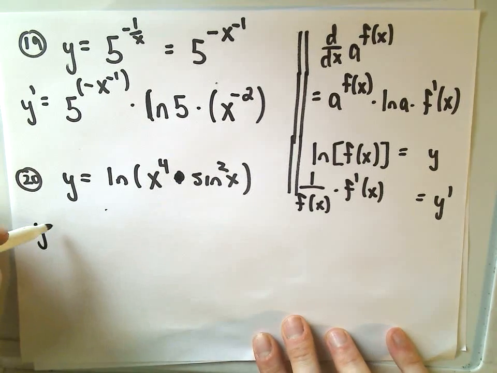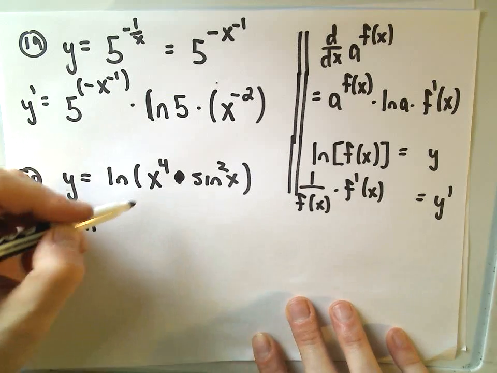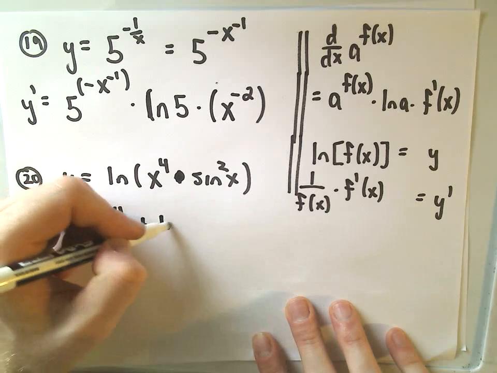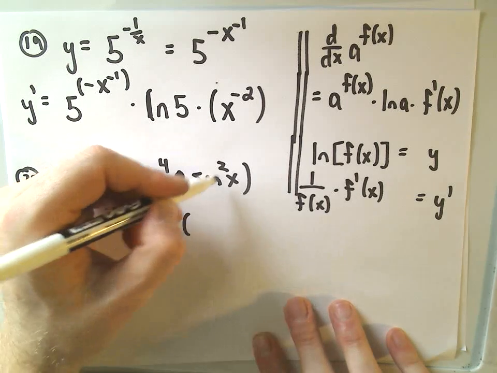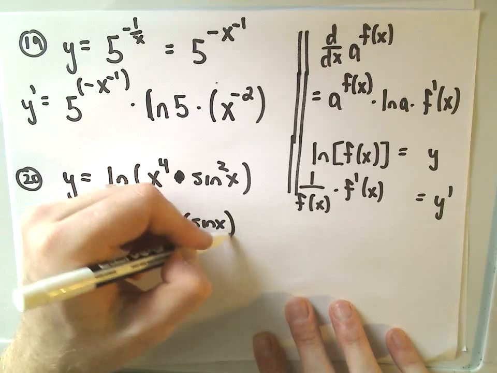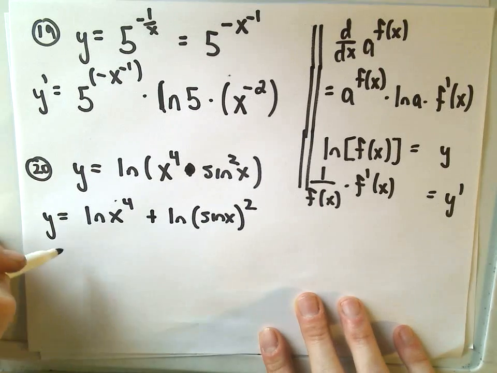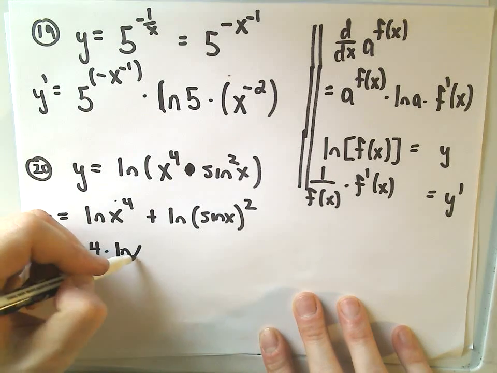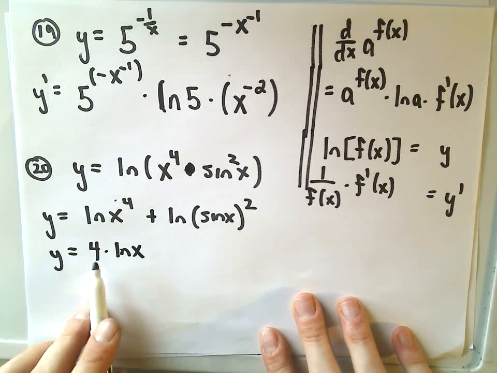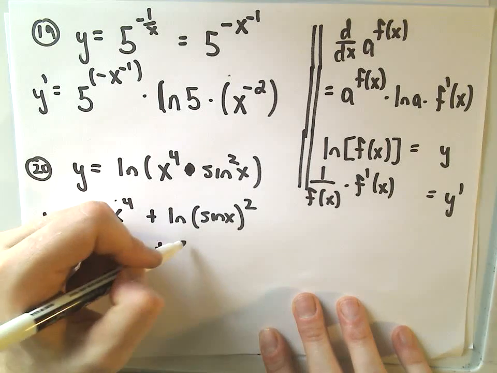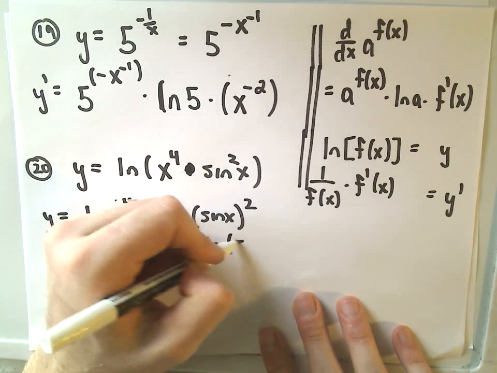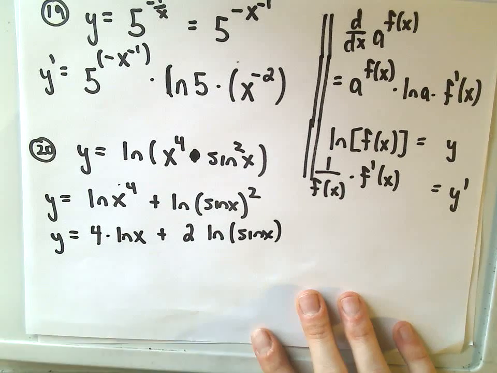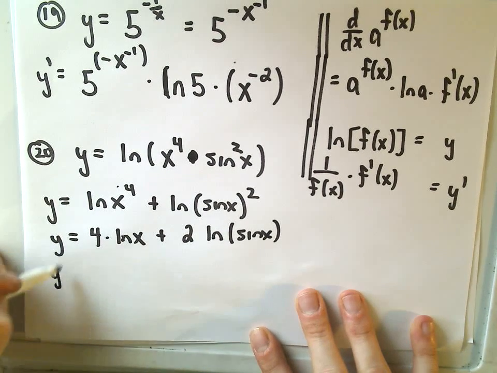But remember, there's a property of logarithms that says you can break these up. So we can write this as the natural logarithm of x to the 4th plus the natural logarithm, and I'm going to rewrite my sine squared as sine of x quantity squared. And remember, there's also a property that says exponents can come out as coefficients. So we can write this as 4 times ln of x plus 2 times the natural logarithm of sine x. And to me, this is now in a much better form for when I take the derivative.